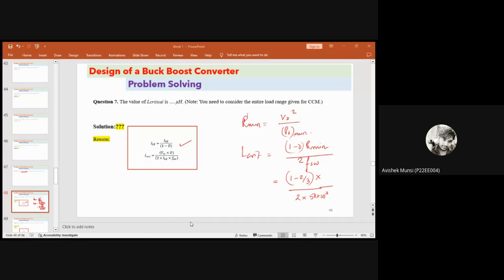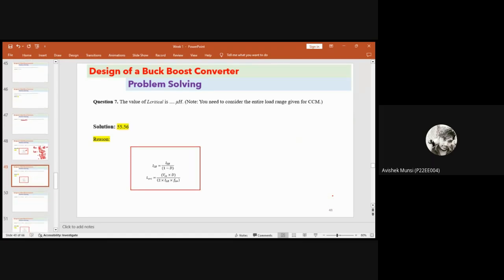Try to participate and answer. See what will be the R minimum. That is 100 square by 200. Right, so it will be 50 ohm. So put 50 ohm and the answer will be around 55.56 microhenry. So in microhenry it will be 55.56.